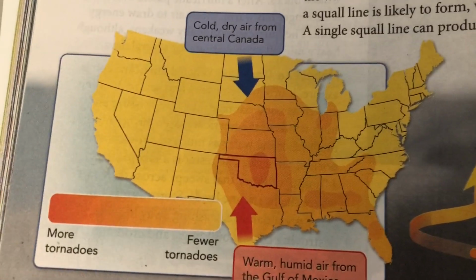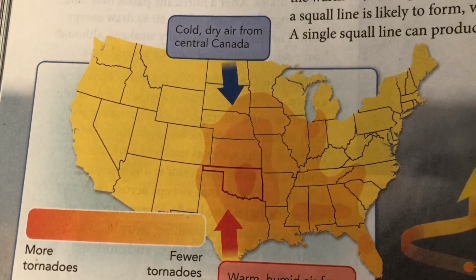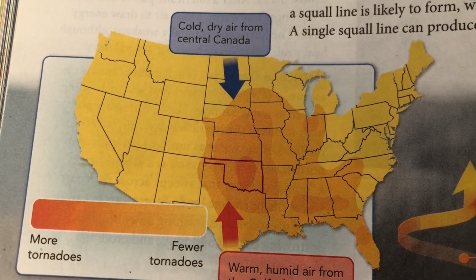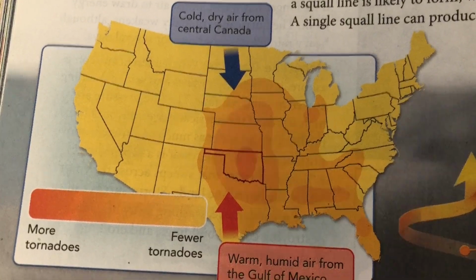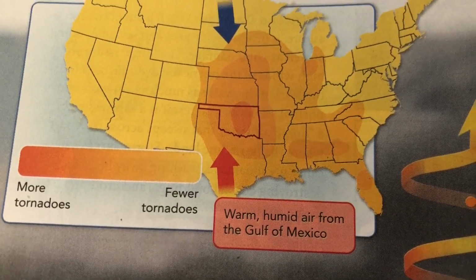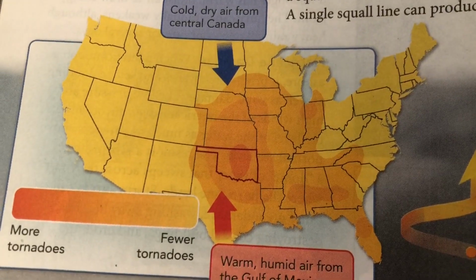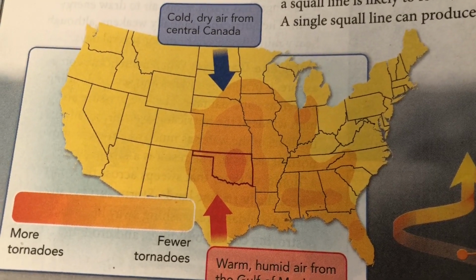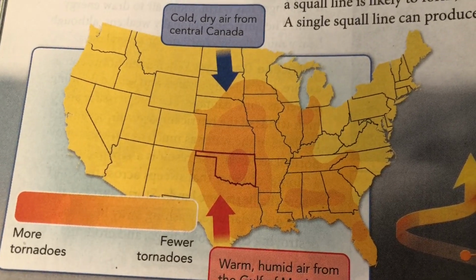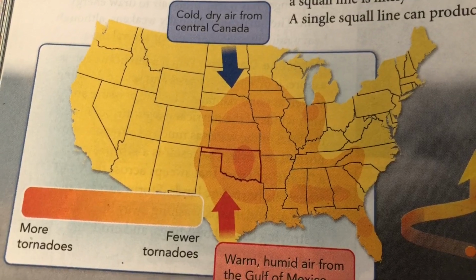Here's a diagram of what we were just talking about. The cold, dry air from central Canada comes down, and the warm, humid air from the Gulf of Mexico goes north and hits the Great Plains area, which is the Midwest region of the United States.